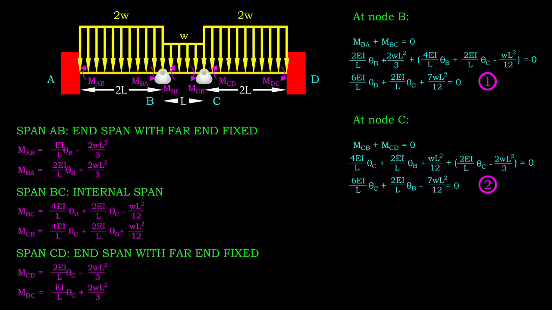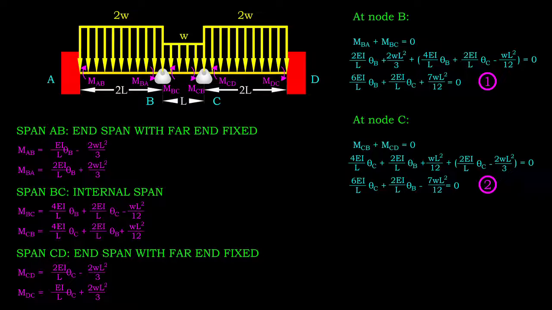We now have two unknowns, namely theta B and theta C. Therefore, we need to build two equations that contain these terms before we can solve them. Equilibrium equation at each node is our way to go. Let's find out.